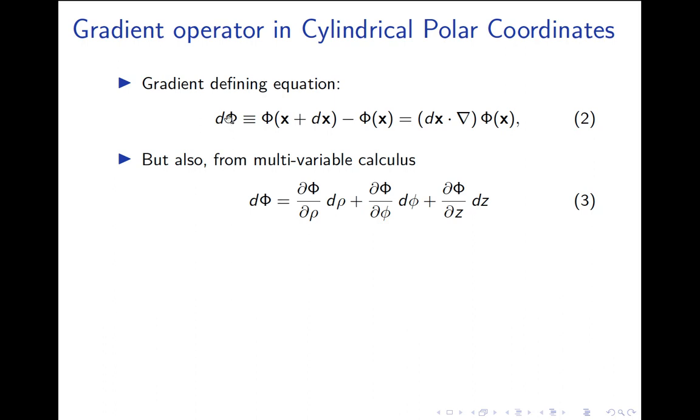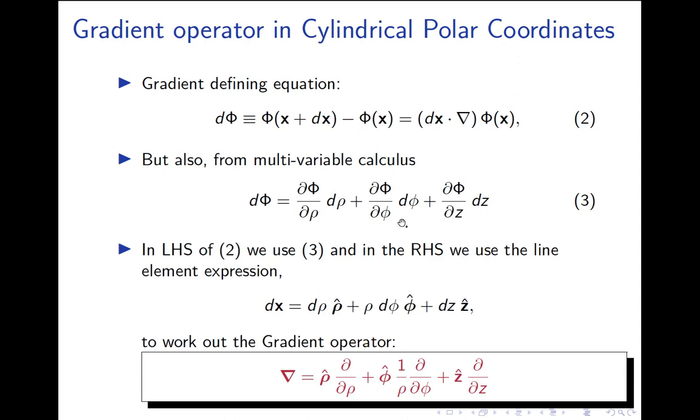So the left hand side of this defining equation 2 is this, and on the right hand side, dx dot del, we know dx, the line element in cylindrical coordinates. So we know this and we know the left hand side. From that we can compute what the del operator is, and it turns out the del operator looks like this: rho hat times ∂/∂ρ, plus phi hat times 1 over rho times ∂/∂φ, plus z hat times ∂/∂z.